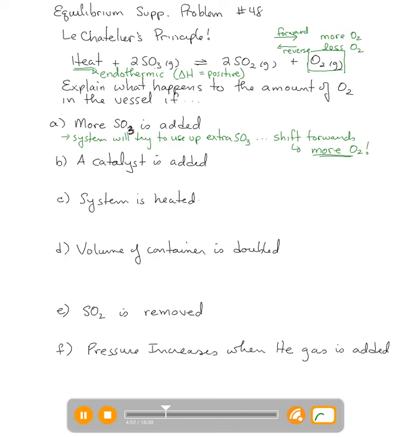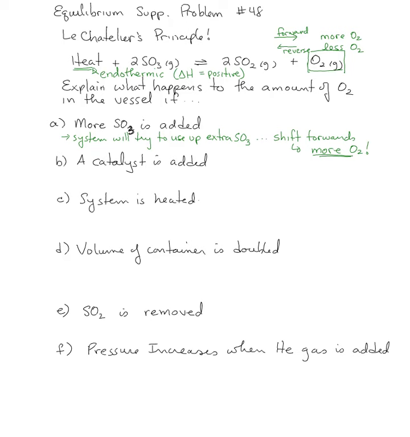Part B, a catalyst has been added. Now, a catalyst, we recall from our kinetics unit, speeds up a chemical reaction by lowering the activation energy. And if you think of a potential energy diagram, potential energy over time, this is an endothermic reaction, so our products have more energy than our reactants. Our activation energy is this hill, EA.